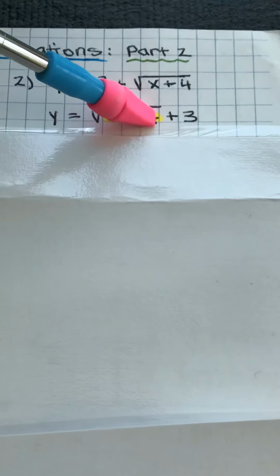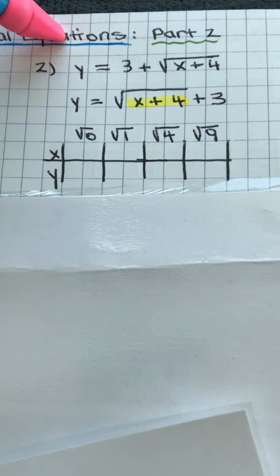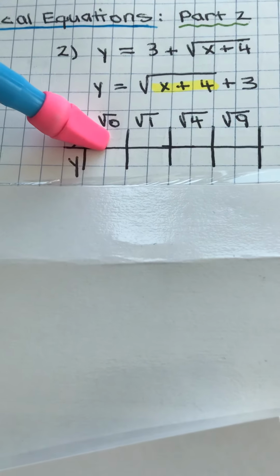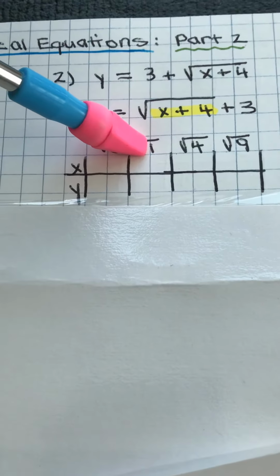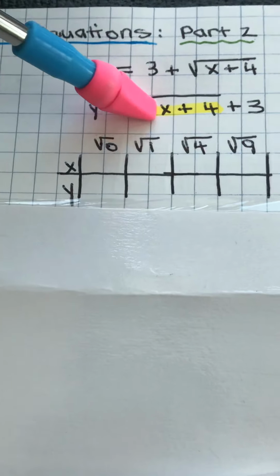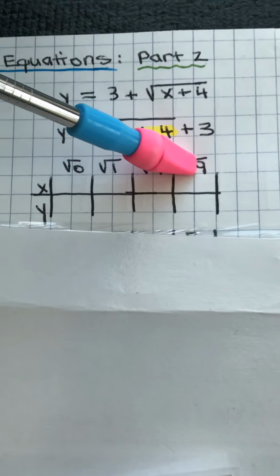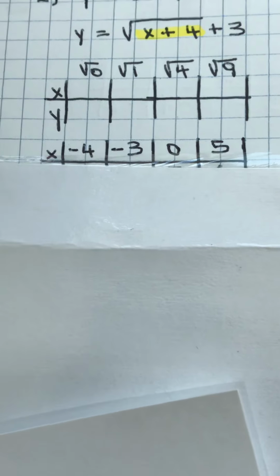Okay, x plus 4, that's my radicand. We're going to make a table of values. All right, let's figure out my new x values. What number plus 4 gives me a 0? Negative 4. What number plus 4 gives me a 1? Negative 3. Let's go to square root of 4. What number plus 4 gives me 4? 0. Let's go to square root of 9. What number plus 4 gives me 9? That would be 5. So here's my new x values.